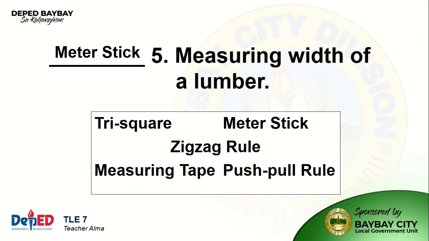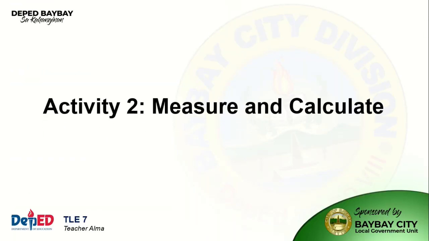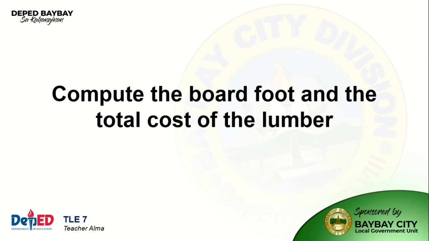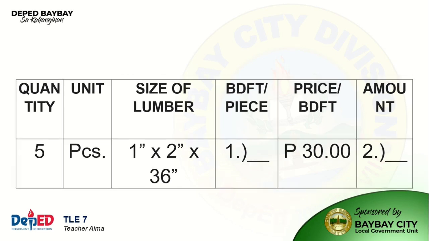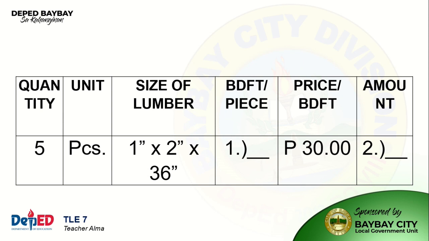This time, we are to answer activity 2, measure and calculate. What you are going to do is to compute the board foot and the total cost of the lumber. Here is our problem for item number 1. Get the board feet per piece if the size of lumber is 1 inch thick times 2 inches wide times 36 inches long. And for item number 2, calculate the total cost amount of lumber after you get the total computation of board feet per piece. You will have 1 minute and 30 seconds to do item number 1 and 2. And your time starts now.